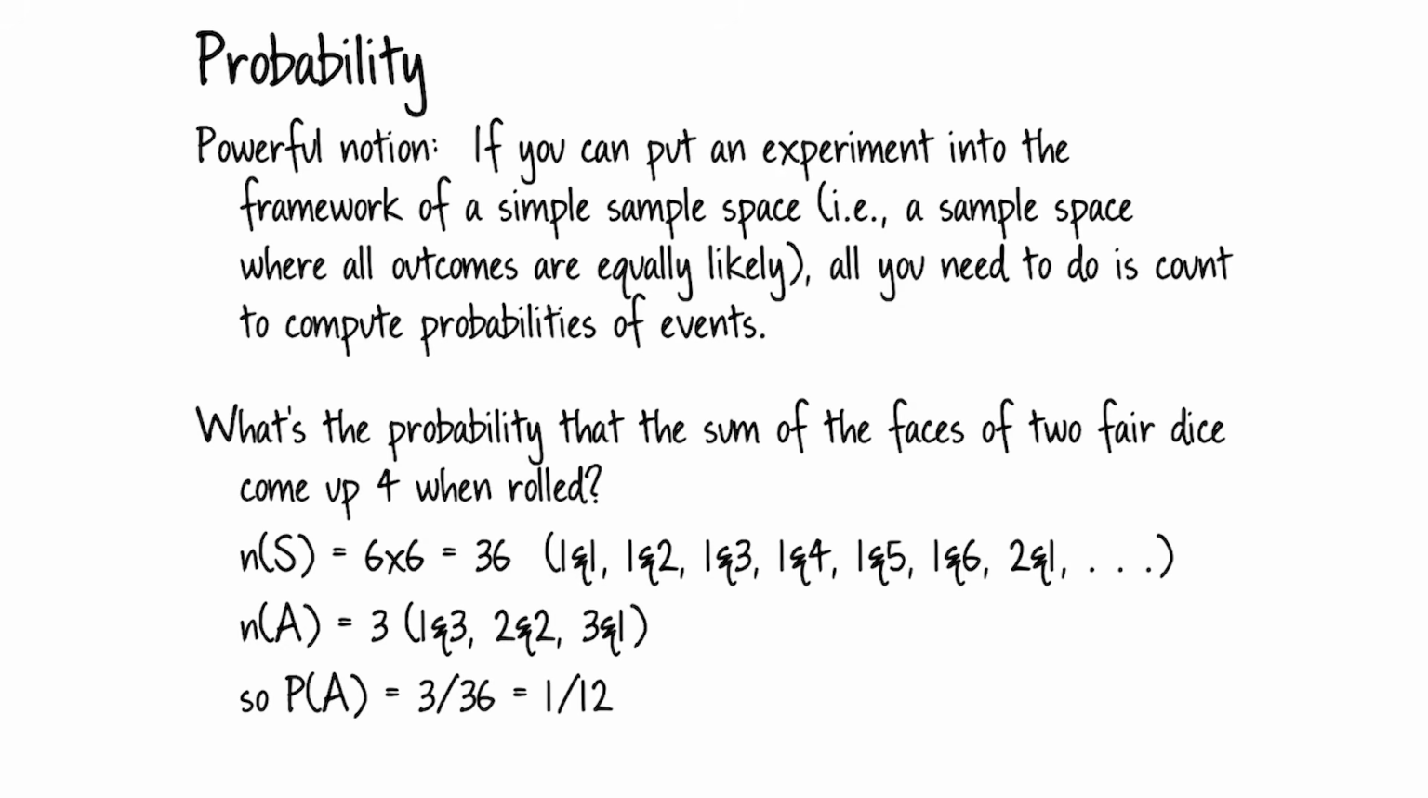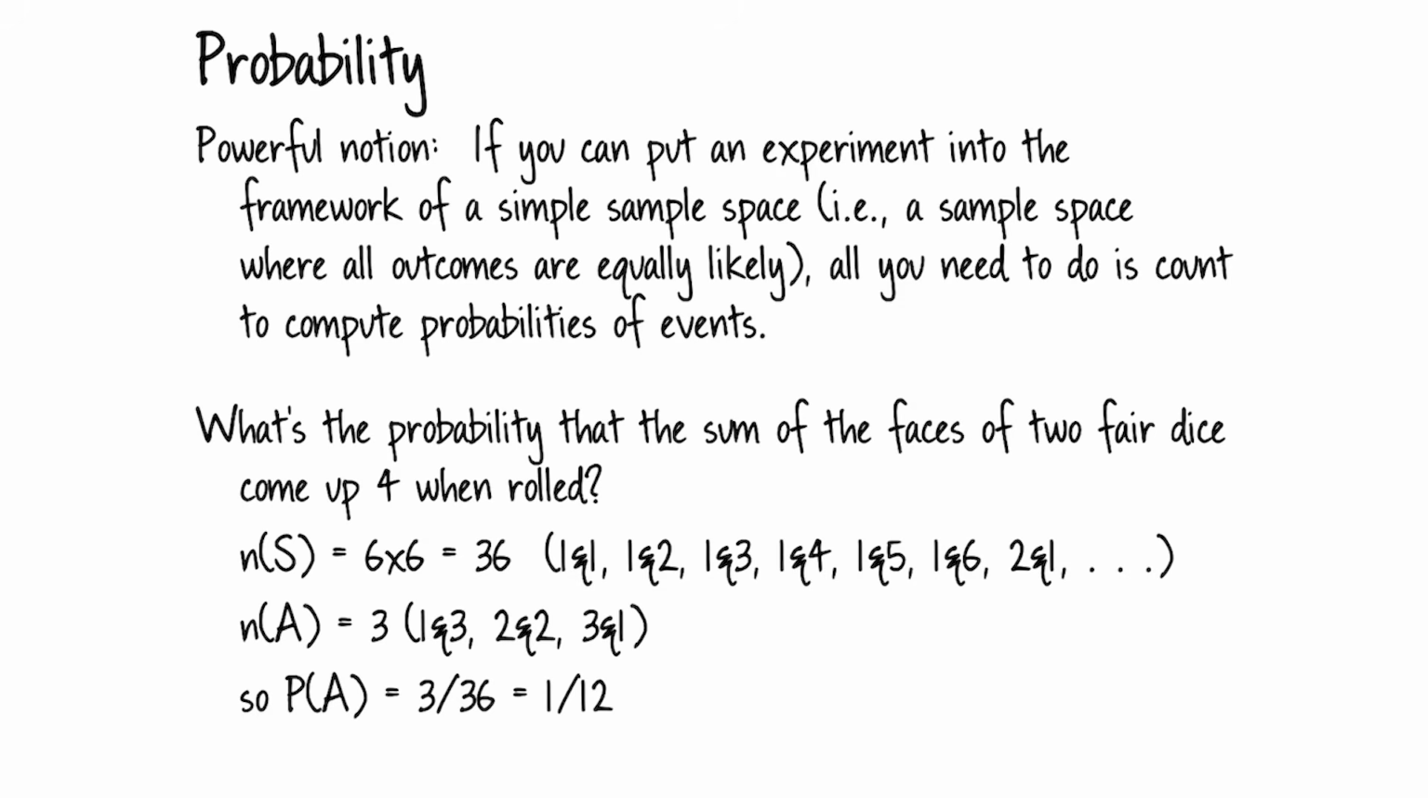So what are all the possible outcomes of this experiment? Well, if I have 2 dice and they're fair dice, that means each face is equally likely to come up. And so each one of these pairs that I've indicated is an equally likely outcome of this experiment. So I could get 1 on the first die and 1 on the second die. I could get 1 on the first die and 2 on the second die, et cetera. So if I count up all of those, I get 36.